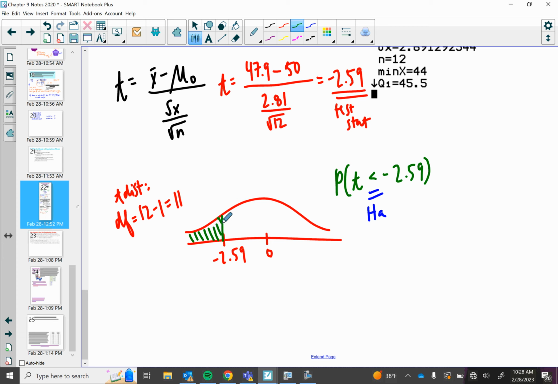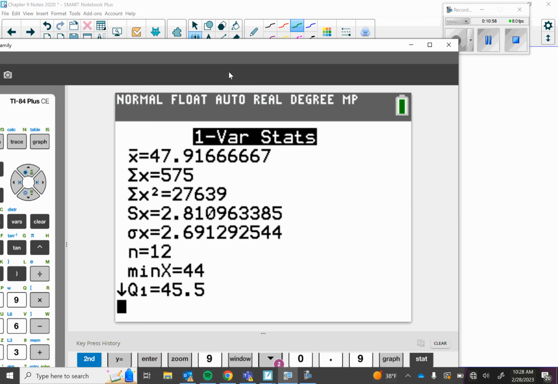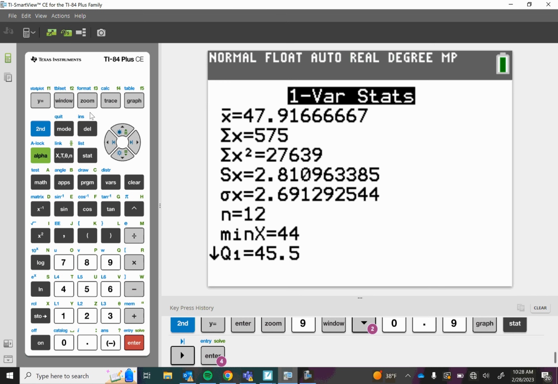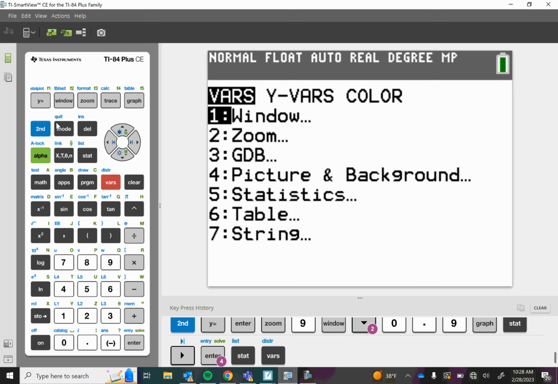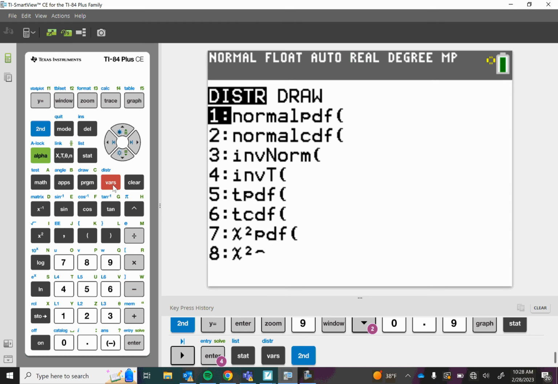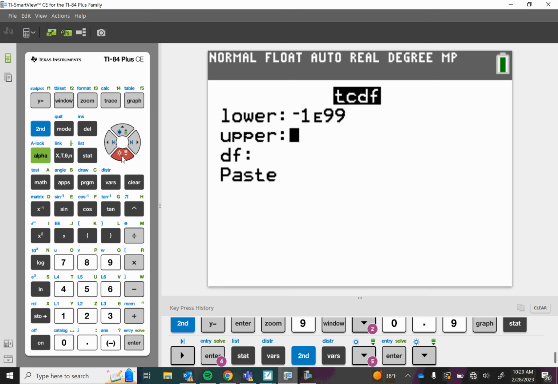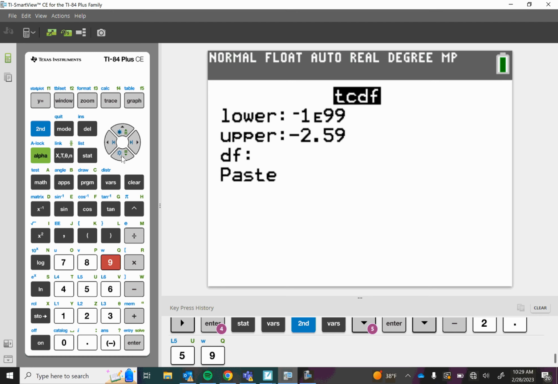And how do I calculate this? Well, I can do it a couple different ways. One is to go to my t-CDF, just like normal CDF. Sorry, I didn't go to the right place. Not in statistics, I'm going to variables, and actually second variables. We want t-CDF. It's a t-distribution, and we want cumulative. The lower, in our case, is a very small number. Our upper is the negative 2.59, and the degree of freedom we said was 11.